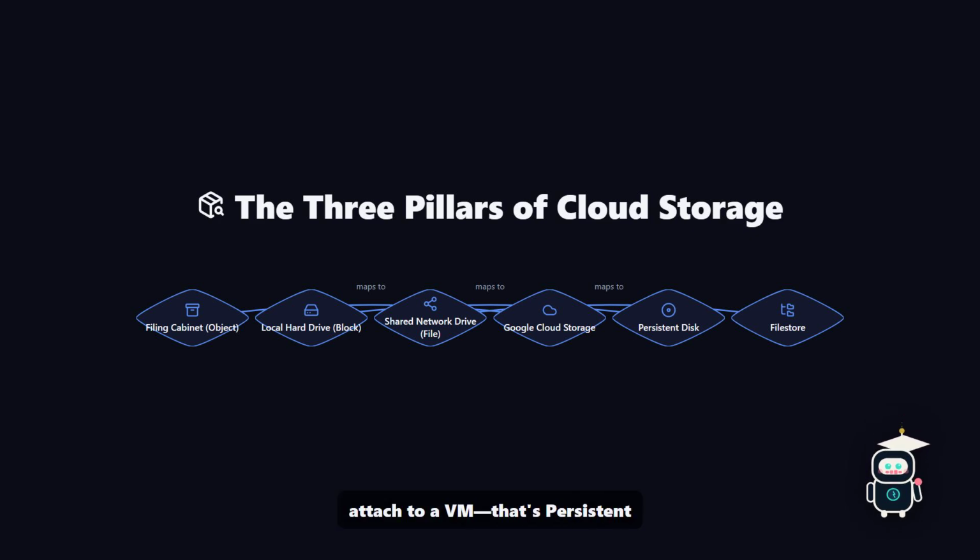That's persistent disk. File storage is the shared network folder that multiple VMs can access simultaneously using the NFS protocol. That's Filestore. NFS stands for Network File System, an industry standard that lets multiple computers share files over a network as if they were local. When you mount a Filestore instance, a folder on your VM becomes a window into that remote file share, so every VM can read and write the same files at the same time. Keep this mental model. It makes every architecture decision trivial.